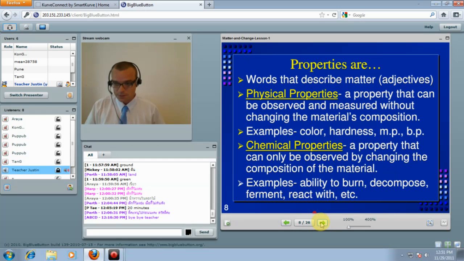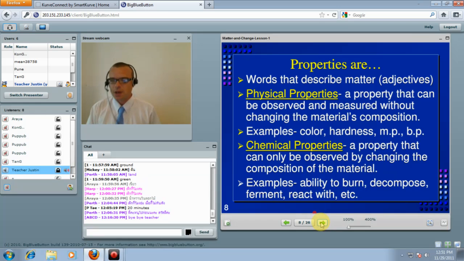Physical properties: a property that can be observed and measured without changing the material's composition. Now, obvious ones here, examples are colour, hardness, and pressure of matter. Let me give you some examples later of those.